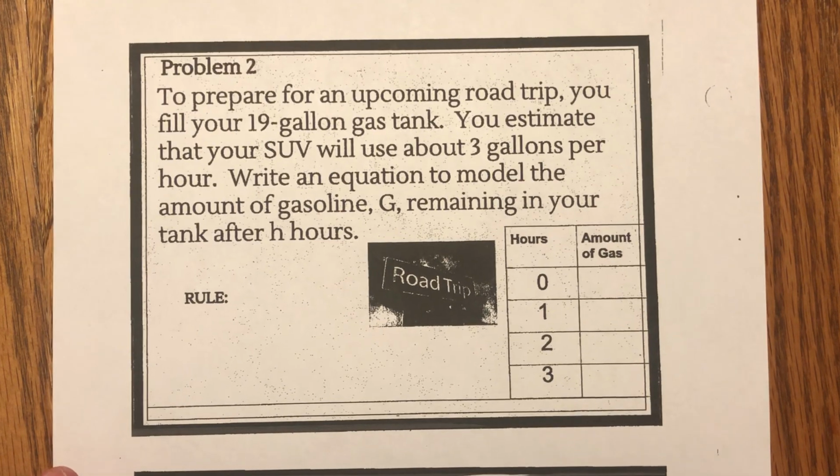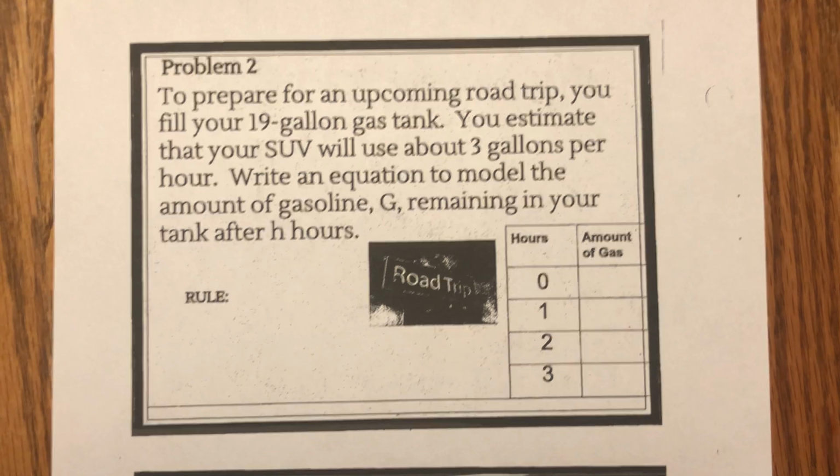To prepare for an upcoming road trip, you fill your 19-gallon gas tank. You estimate that your SUV will use about 3 gallons per hour. Write the equation to model the amount of gasoline, G, remaining in your tank after H hours.